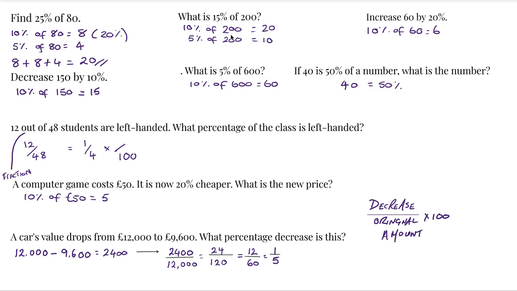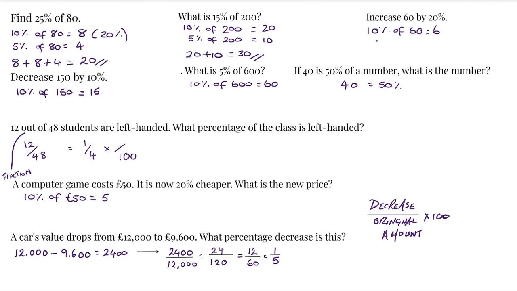Next one, 10% of 200 is 20. We want 15%. 5% of 200 is 10, so it's half of that. So put it all together, 20 plus 10, so we have 30. 15% of 200 is 30.